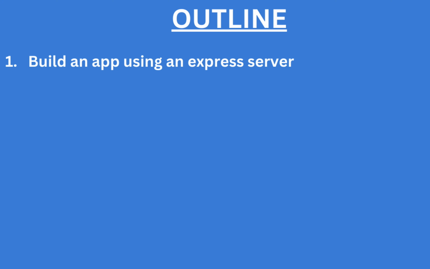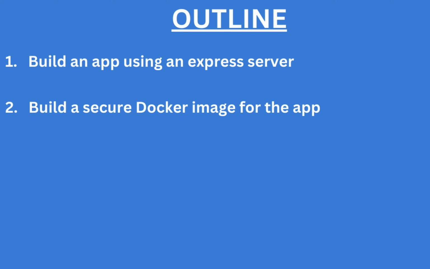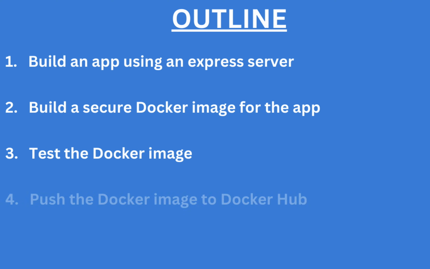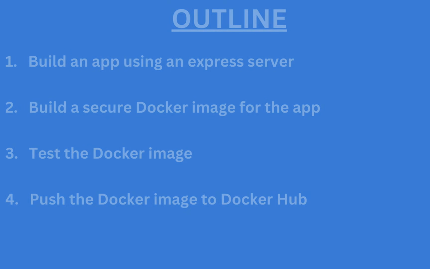First, we're going to build a simple app using an Express server. Then we're going to build a secure Docker image. Then we're going to test that Docker image by running the Express server through it. And lastly, I'll demonstrate how to deploy this onto Docker Hub. So we're basically going to push this whole application onto Docker Hub. But the main highlight of this video is showing you how to make this process more secure.